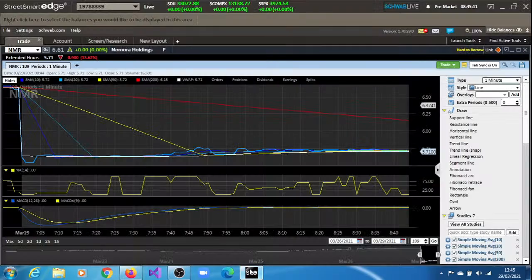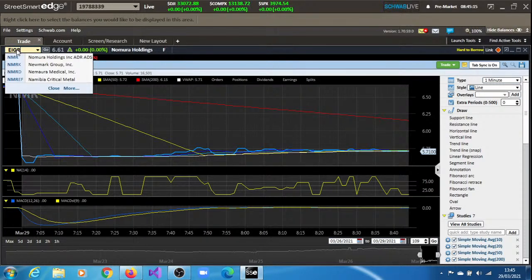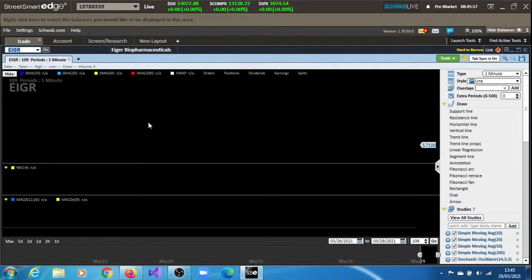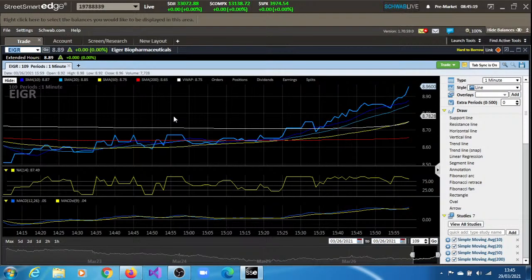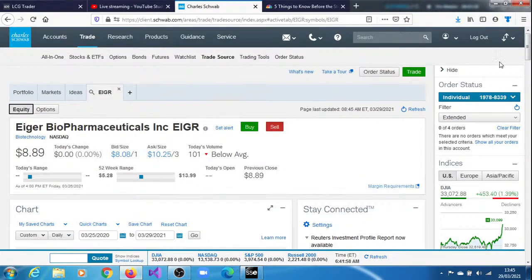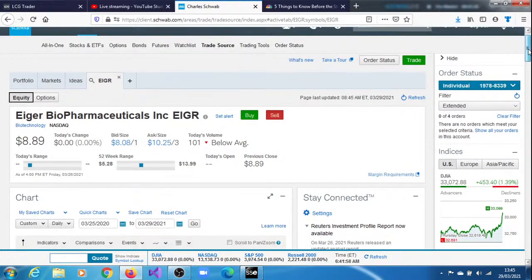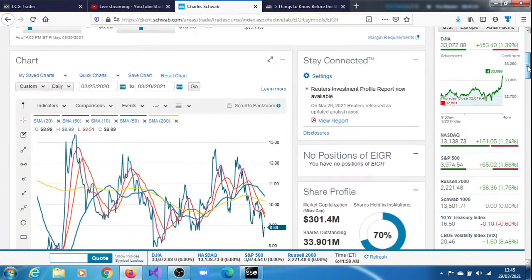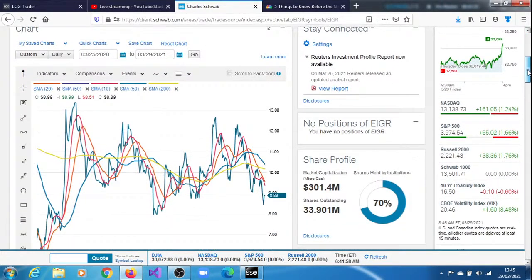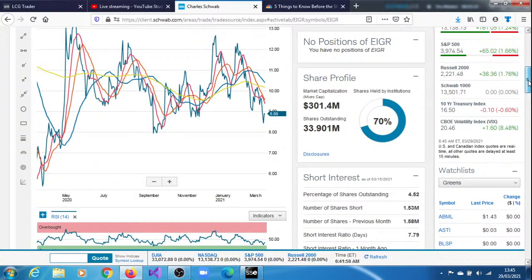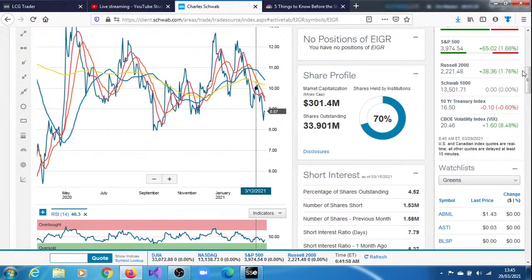While that is going on, let's pick it up from here. Eiger Pharmaceuticals, no graphics at the moment, no change, but regardless, we're going to have a look at it. If you're still there, thank you very much, give us a thumbs up. So we're looking at EIGR now.